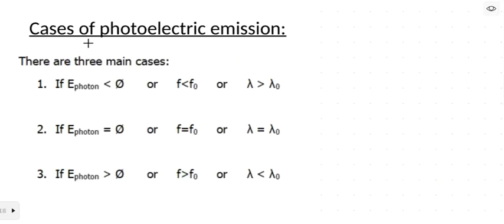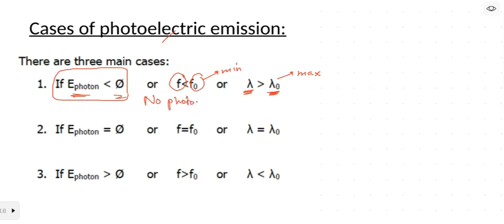So here, this shows me a conclusion for what we covered before. There are three main cases. The first case, if the energy of the photon is less than the work function, there is no photoelectric emission. Of course, when the energy of the photon is less than the work function, the frequency of light will be less than the threshold frequency, and the wavelength is greater than lambda maximum. This is a frequency minimum. If it's less than the minimum, or greater than the maximum, no photoelectric emission. You see?